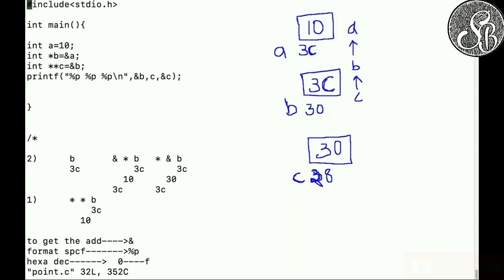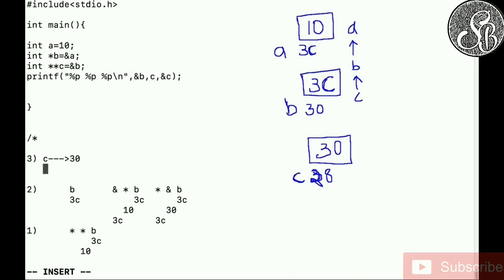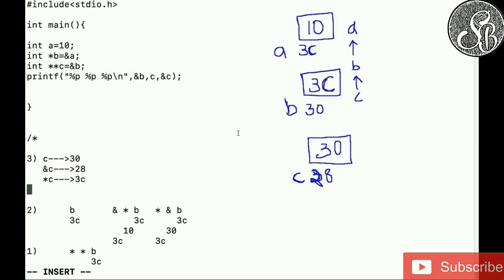Now my question is something like this. If I print C, what is it? 30. If I print address of C, what is the output? 28, right? If I print star C, following this format, C in the sense 30. 30 is pointing to where, guys? 3C, right? So I'll get the answer 3.